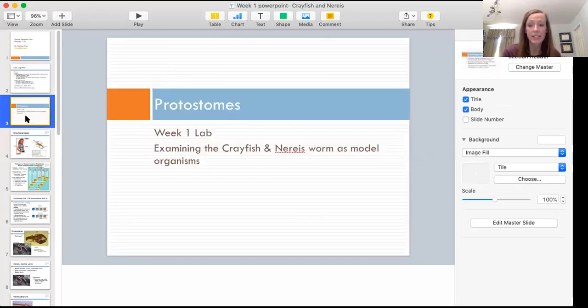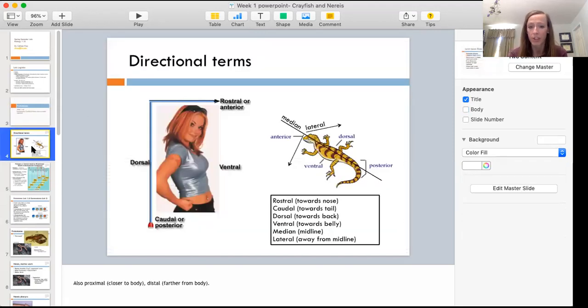All right, so let's get into the nitty gritty then. For week 1, we are looking at protostomes. And if we were in lab in person, we would be dissecting the crayfish and the Nereis as model organisms from the group called protostomes. And before I get into exactly what a protostome is and get into the details about crayfish and Nereis, I want to make sure that you are all familiar with directional terms.